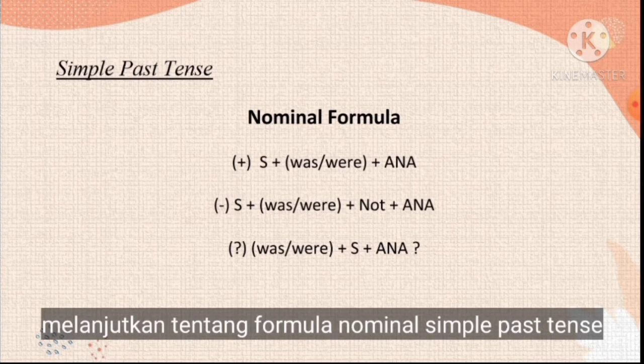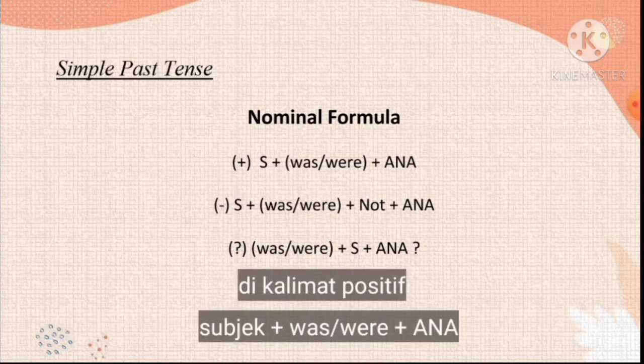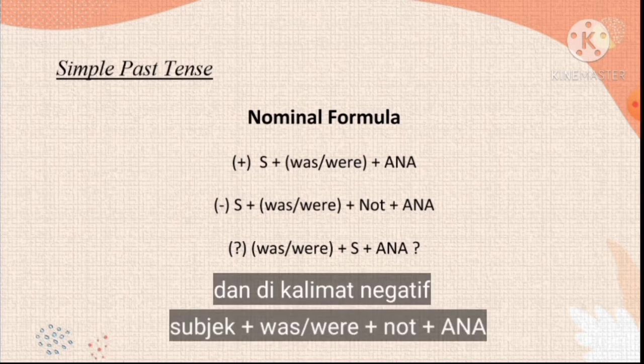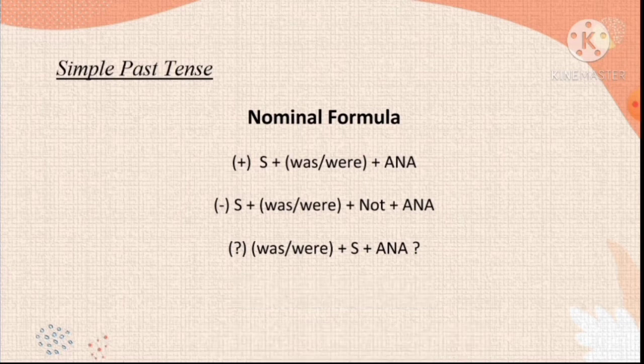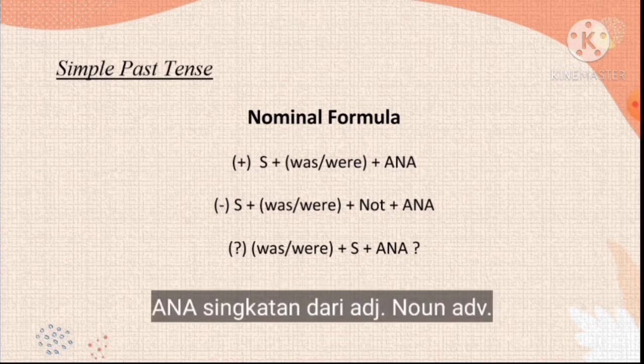Continue about the formula of nominal simple past tense. In positive: subject plus was or were plus Anna, and negative: subject plus was or were plus not plus Anna. In interrogative: was or were plus subject plus Anna. What is Anna? Anna stands for adjective, noun, and adverb.